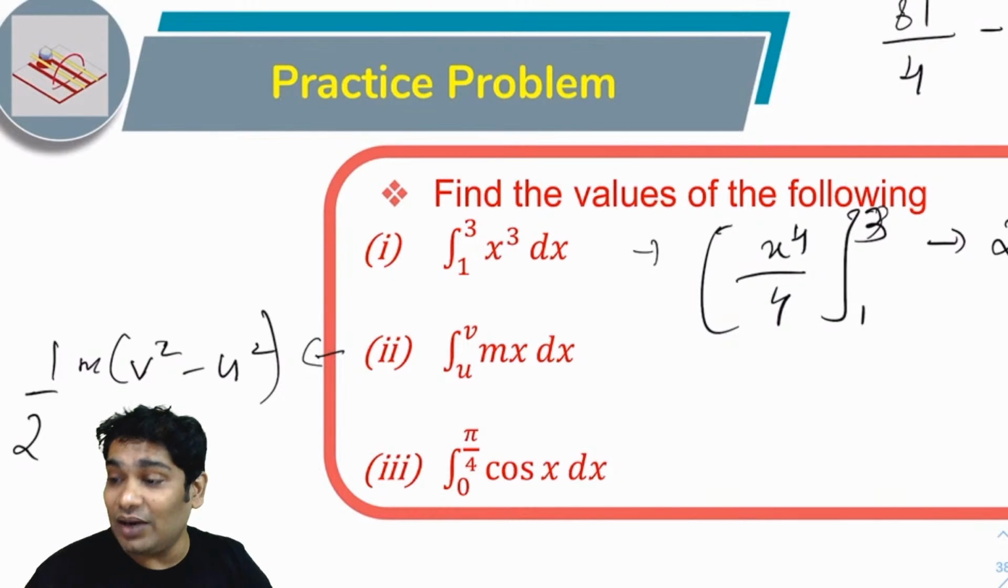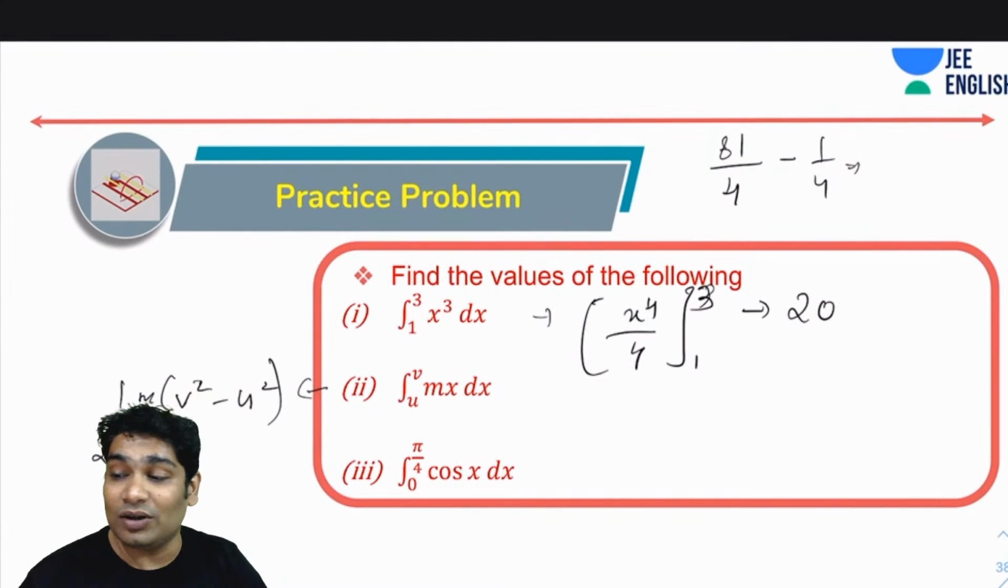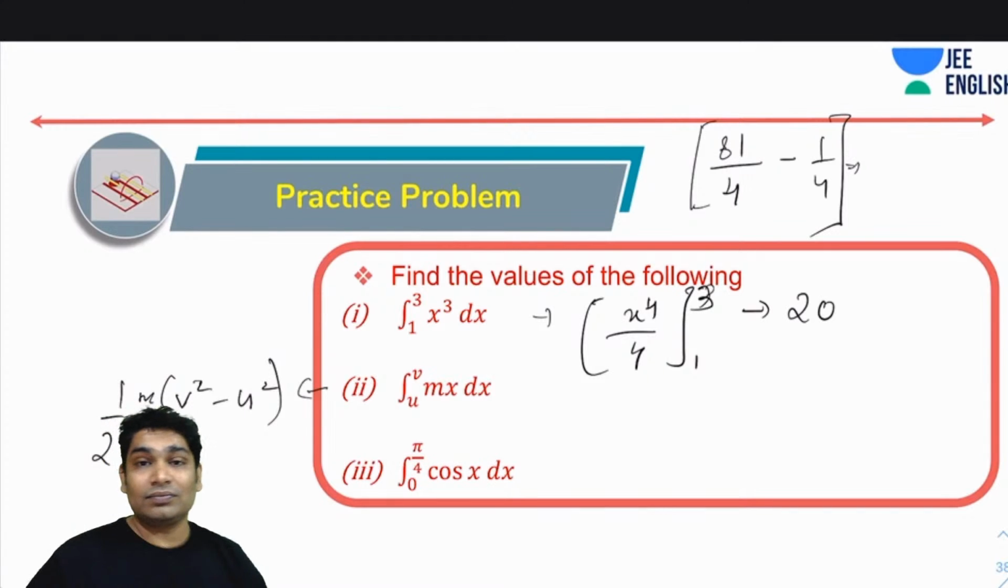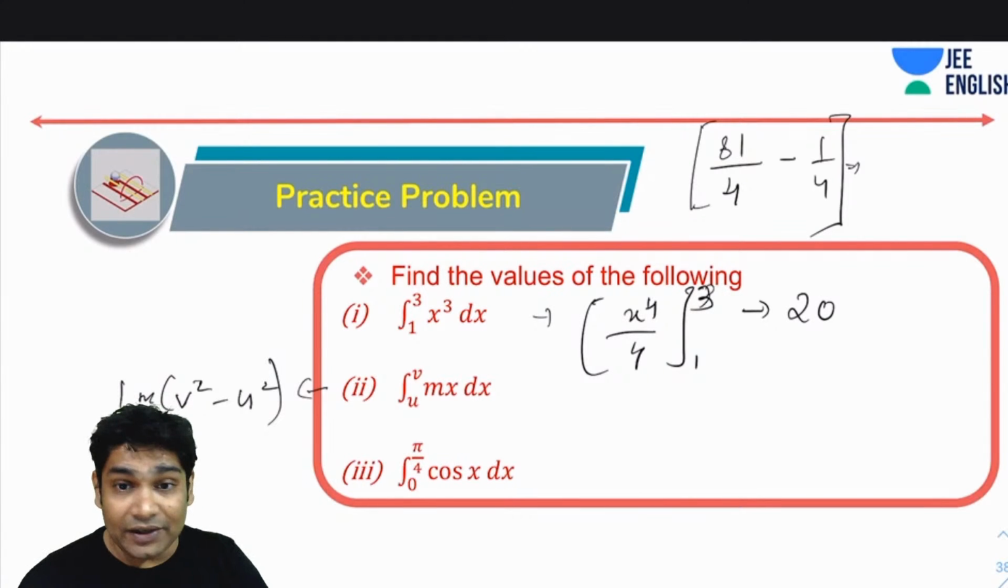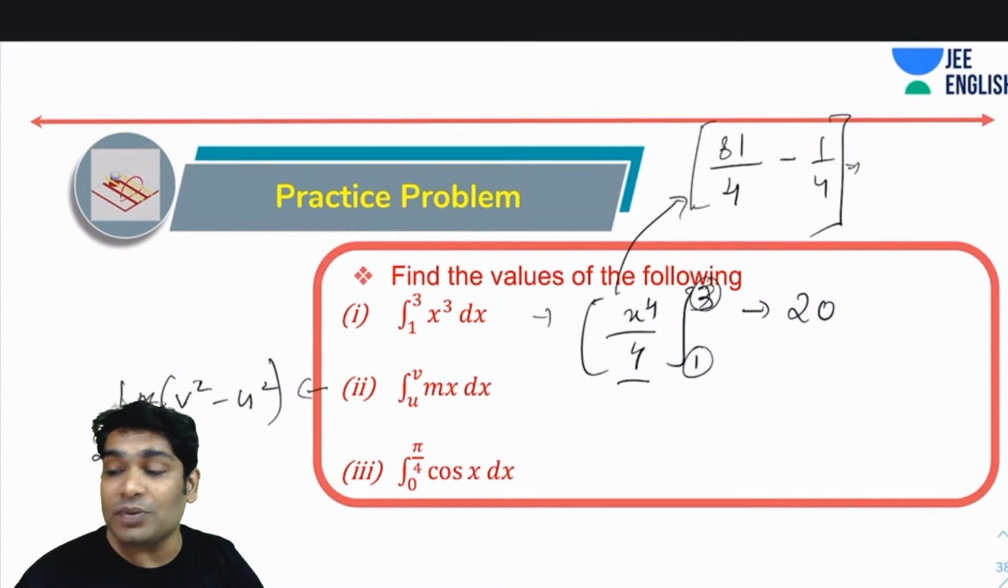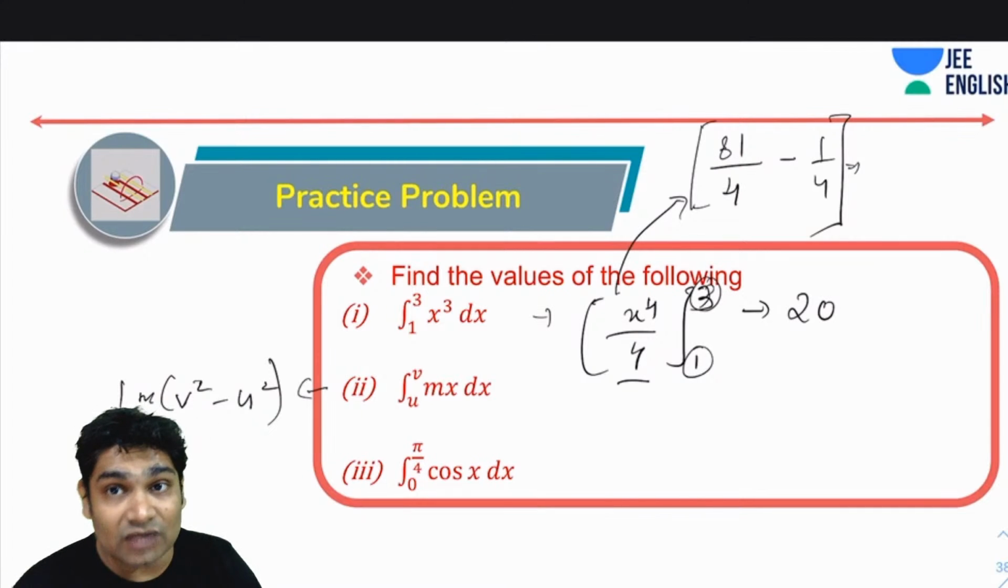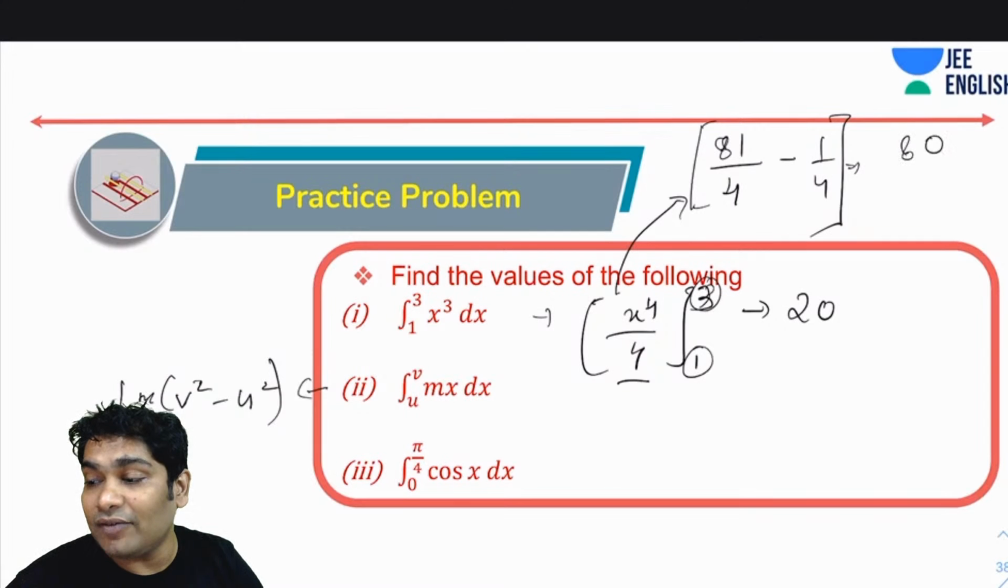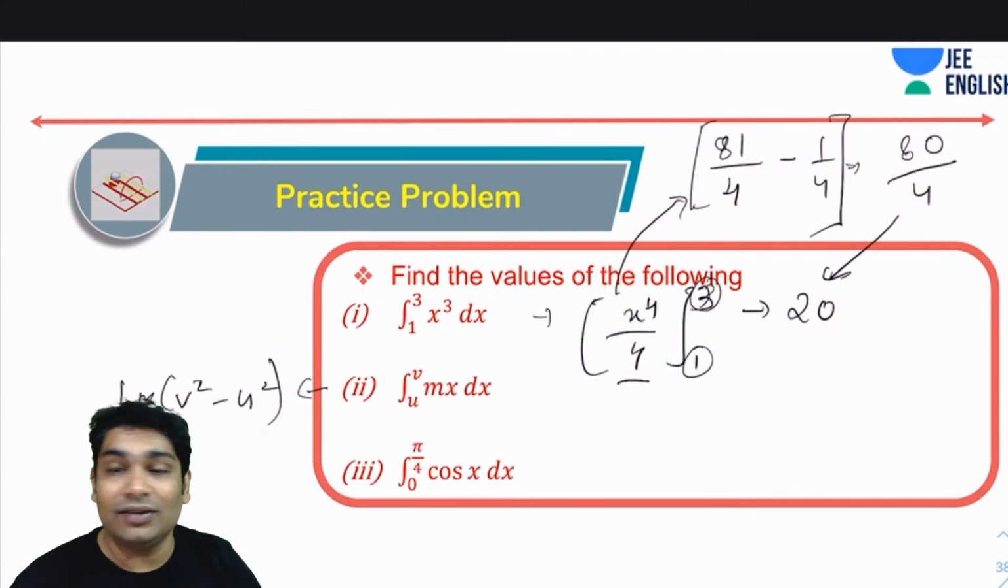No, Kushal, it will be 1 by 4 also. Minus 1 by 4. Don't forget minus 1 by 4. So first you find your integration like this. Then you substitute the upper limit minus the lower limit. When you substitute your limits, you'll get 81 by 4 minus 1 by 4. So 81 by 4 minus 1 by 4, that is 80 by 4, which is 20.